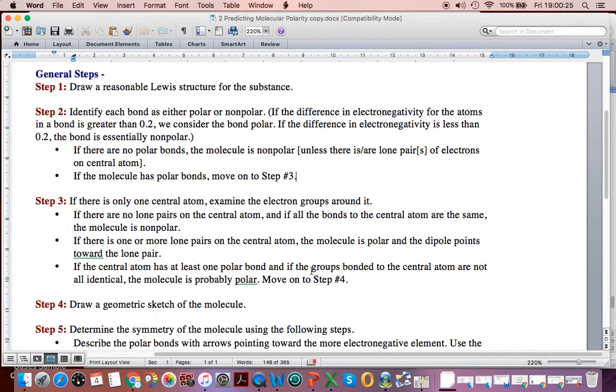If there's one or more lone pairs on the central atom, the molecule is polar, and the dipole points towards the lone pair. And if the central atom has at least one polar bond and the groups bonded to the central atom are not all identical, it's probably polar.